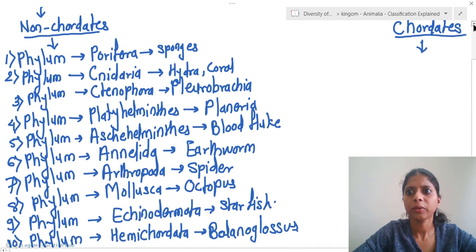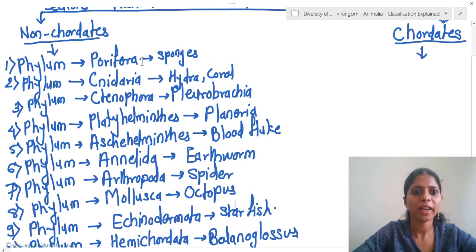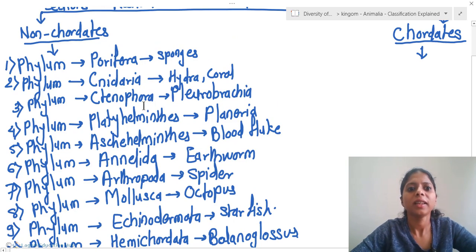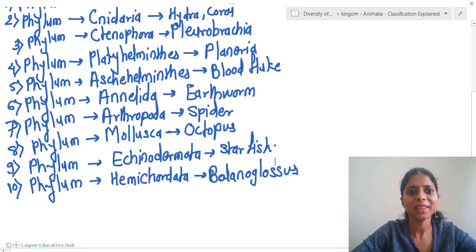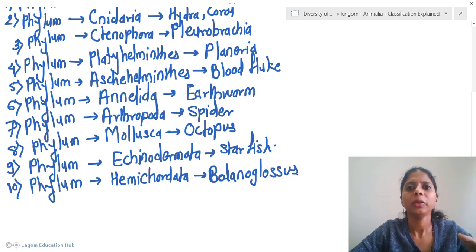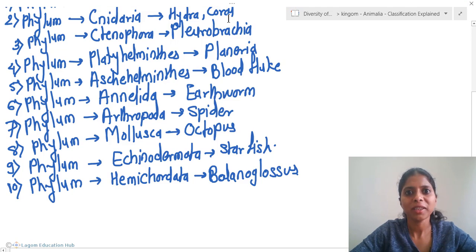Just look at their list. Non-chordates include 10 phyla. First one is the Porifera, then Cnidaria, then Ctenophora, then the Platyhelminthes, next Aschelminthes, then Annelida, Arthropoda, Mollusca, Echinodermata and Hemichordata. Now try to remember all these animals in sequence. It will be very helpful for you, because their characteristics become a little bit more advanced one by one, and it will help you understand them.